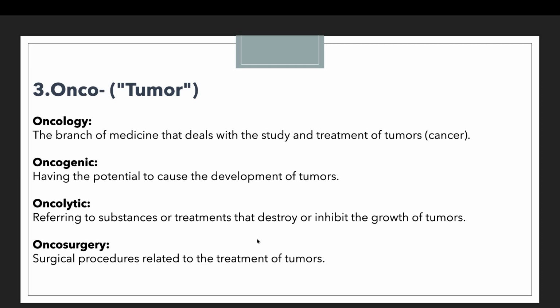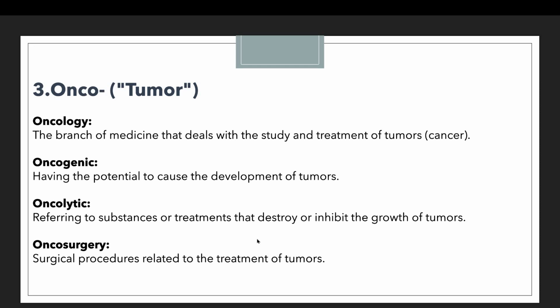For example, look at the first example, which is oncology. Oncology means the branch of medicine that deals with the study and treatment of tumors or cancers. So whenever a branch of medicine is dealing with the treatment of cancer or tumor, that particular field is known as oncology. Then we have oncogenic. Oncogenic means having the potential to cause the development of tumors. So this thing we will denote with the help of the oncogenic terminology.